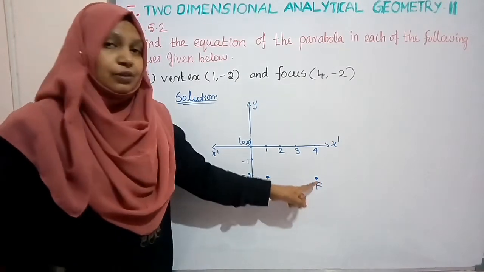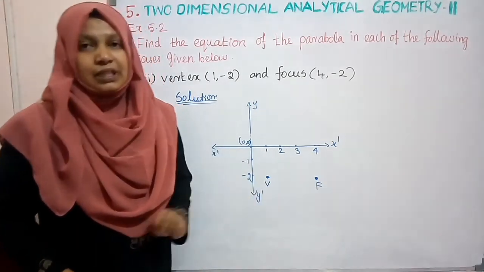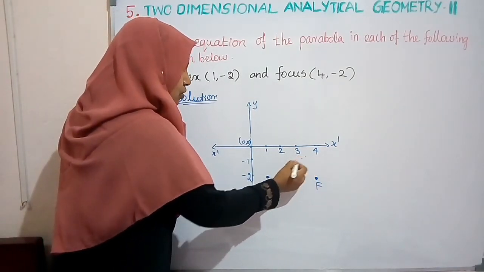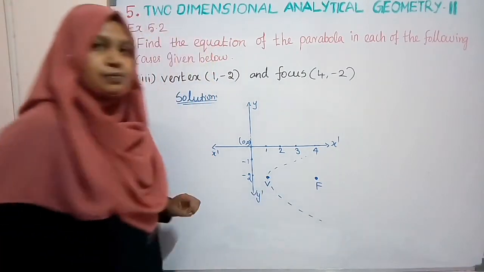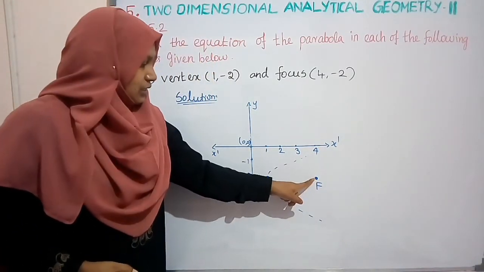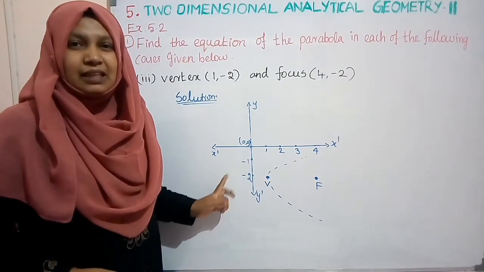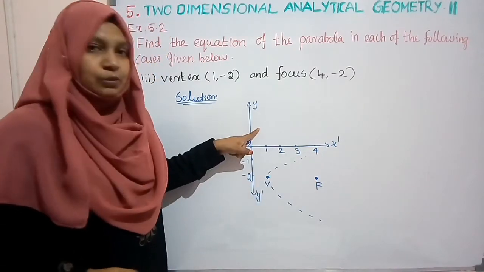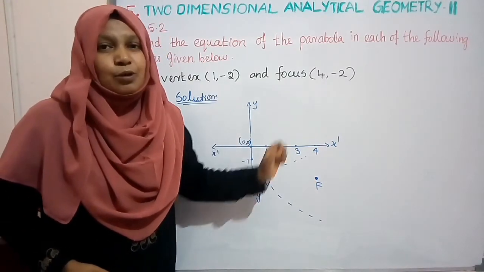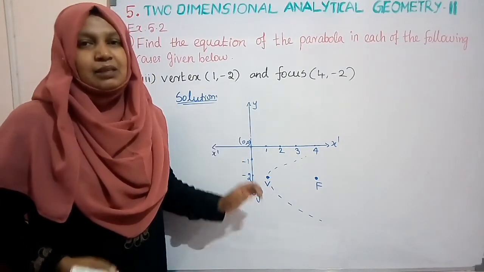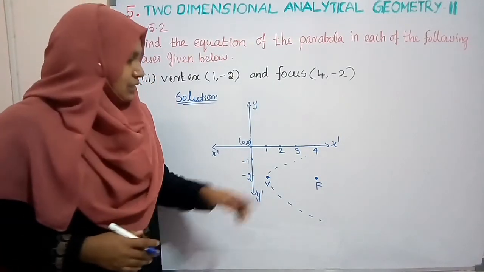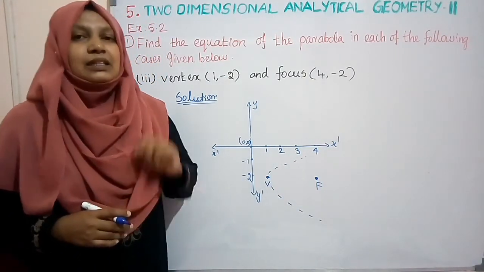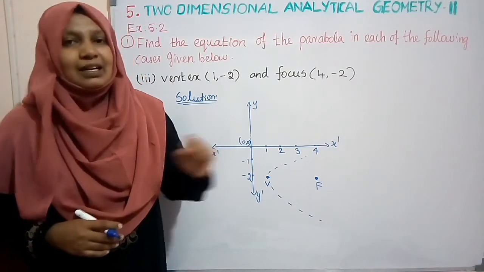See, the focus lies on the right side of the vertex. Focus on the right side of the vertex means our parabola also opens rightwards. Suppose the focus is on the left side of the vertex, we can say that the parabola opens leftwards. Suppose the point F is above the vertex, we can say that the parabola opens upwards. If it is below, we can write the parabola opens downwards. In this question the focus is on the right side of the vertex. So we have to consider the equation of the parabola opening rightwards.